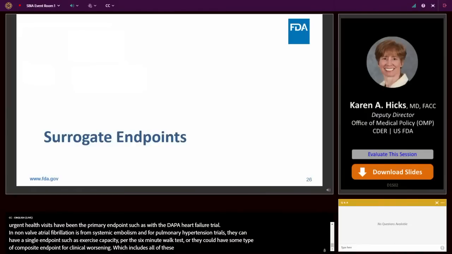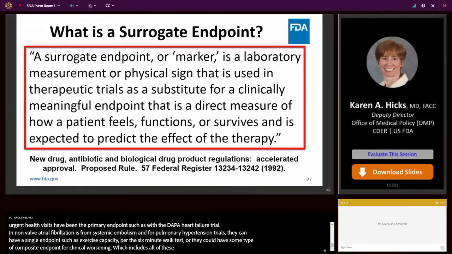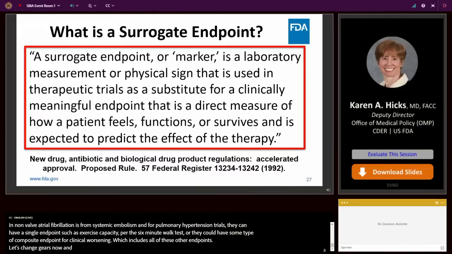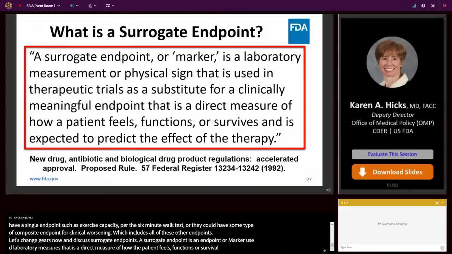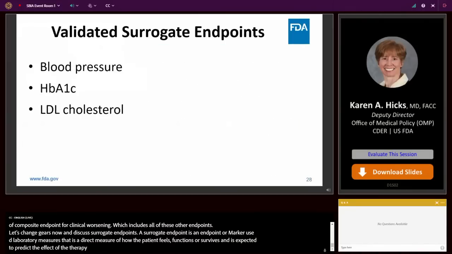Let's change gears now and discuss surrogate endpoint. A surrogate endpoint is a laboratory measurement or physical sign that is used in therapeutic trials as a substitute for a clinically meaningful endpoint that is a direct measure of how a patient feels, functions, or survives, and is expected to predict the effect of the therapy. Some examples of validated surrogate endpoints include blood pressure, hemoglobin A1C, and LDL cholesterol.